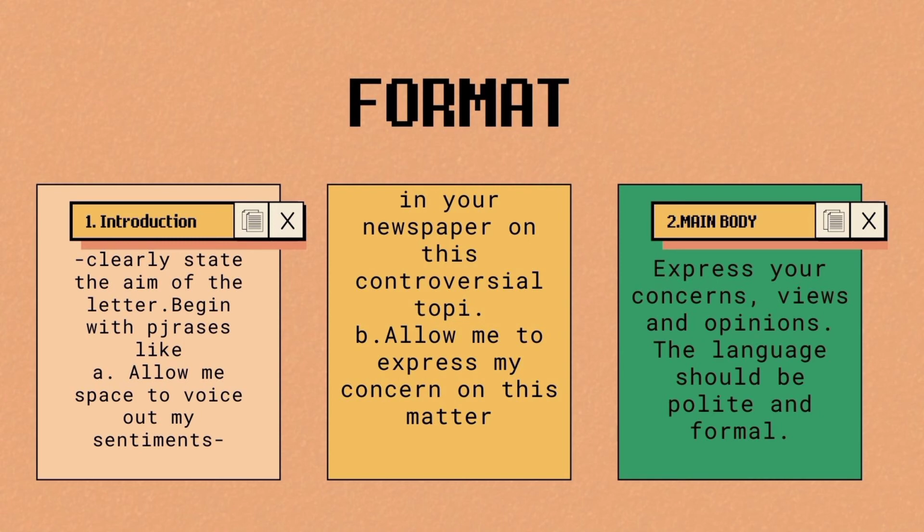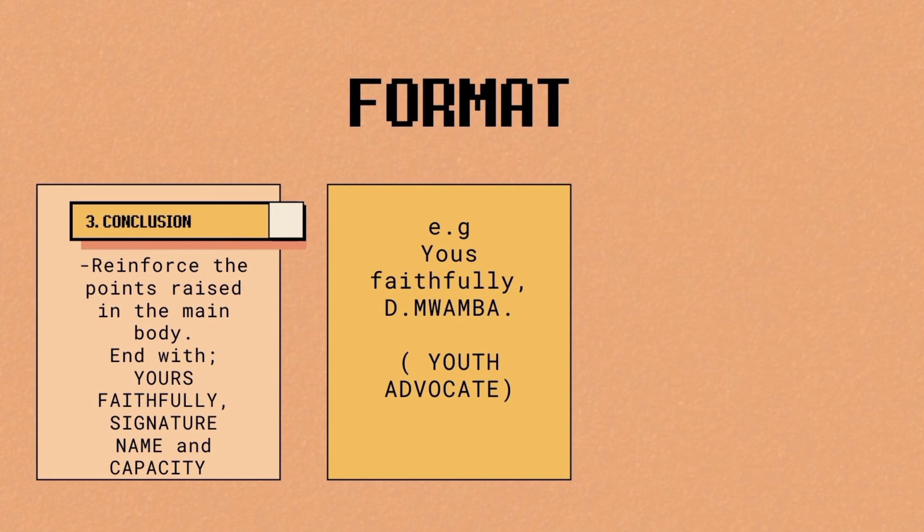That's how it is. After you write your main body, you now go to the conclusion. Your conclusion should reinforce the points raised in the main body. It's like you are summarizing the main body. You take out some important points which are striking, so as to convince the marker to the fullest. And with yours faithfully, you write your signature, name, and capacity.